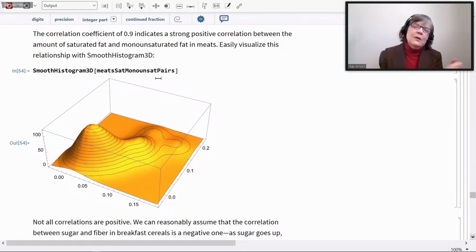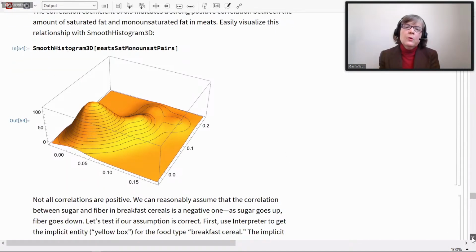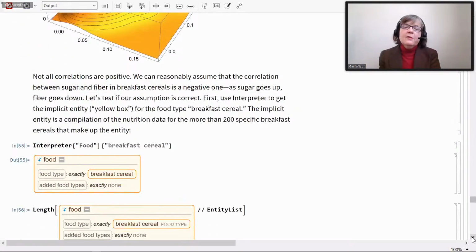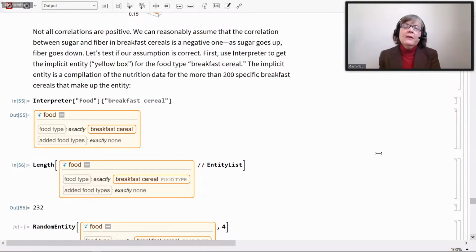This, I think, is a really cool visualization you can do in the Wolfram language, the smooth 3D histogram. So you can see the big correlation there in this particular model visualization. You can see how strong that correlation is. Let's do another one, because obviously not all correlations are positive.